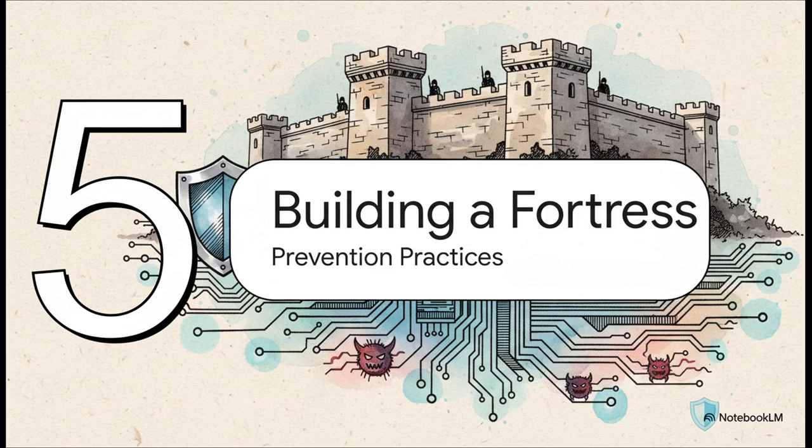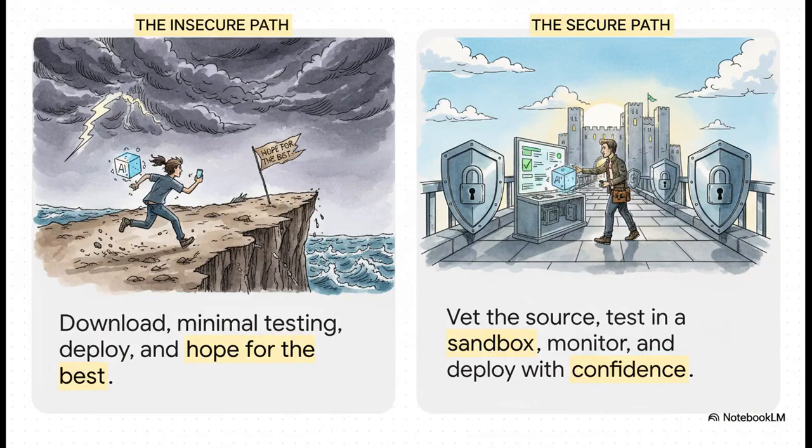So this brings us to the most important part. How do we build a fortress to proactively defend against these threats right from the start? This slide just nails the two different mindsets, doesn't it? You've got the fast, insecure way: download, run a quick test, deploy it, and then just hope for the best. And then you have the secure way. It takes more discipline for sure. You vet the source, you test the model's behavior in a sandbox, you continuously monitor it after it's live, and only then can you deploy with actual confidence.